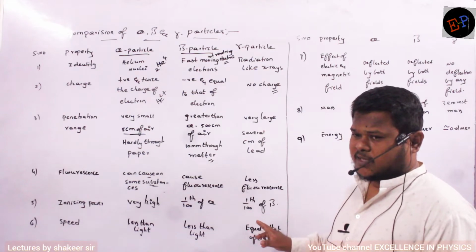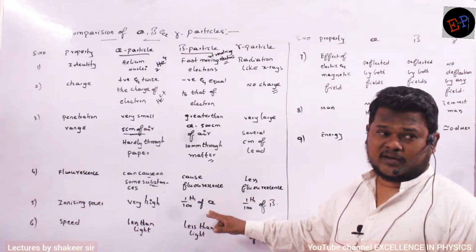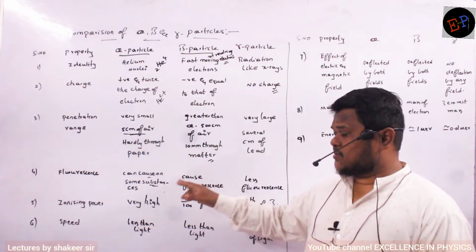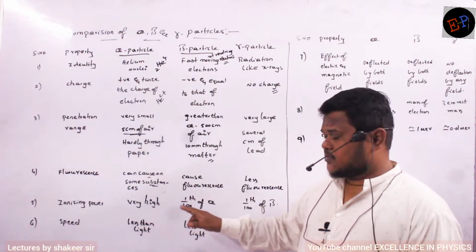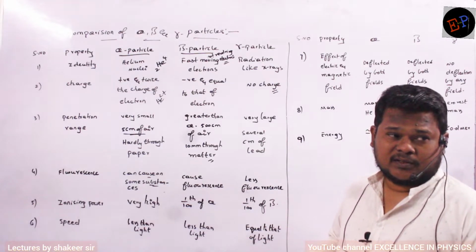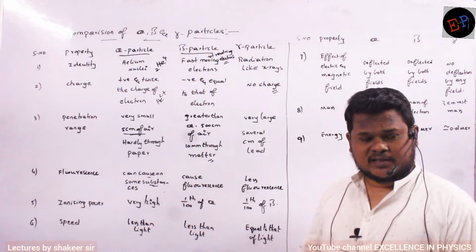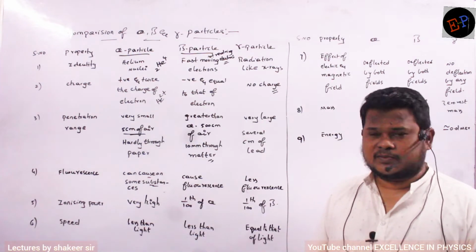Are you able to understand? The ionizing power of gamma is 1 by 100th times less than beta. Beta is already 1 by 100 times less than alpha, no? So what is the ionizing power of gamma? 1 by 100 into 1 by 100, 1 by 10,000 times lesser when compared to alpha particle. So questions can be asked like this also.